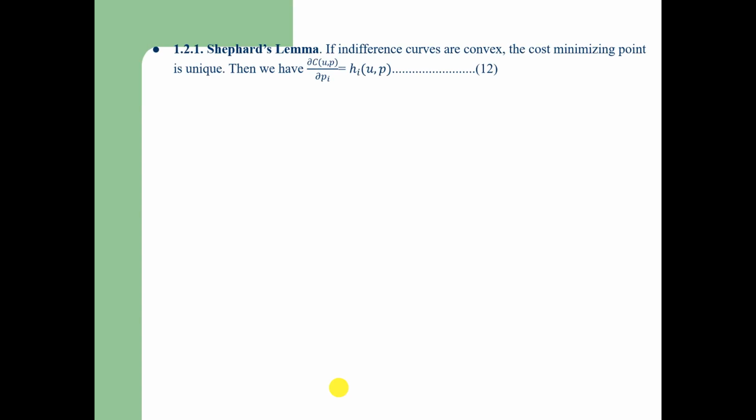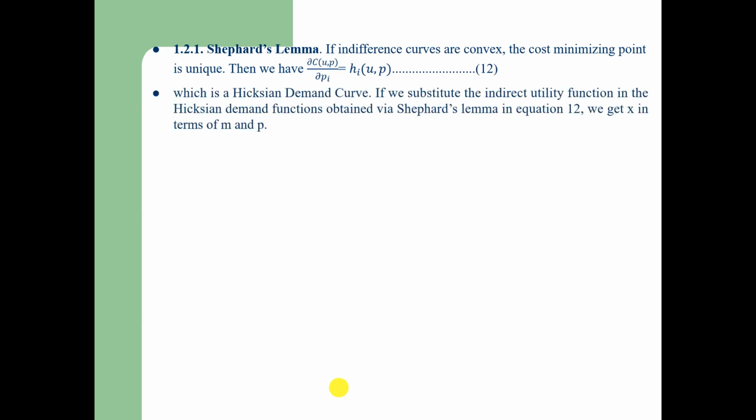We have also discussed Shephard's lemma in the previous video. Once again, I would like to throw some light on this. If indifference curves are convex to the origin, the cost minimizing point is unique, and then the partial of the expenditure function with respect to the price of the ith good is equal to hi, function of u and p, and this gives us the Hicksian demand function for the ith good, which is a function of some utility target and prices of goods. So as I mentioned, this is a Hicksian demand function for the ith good.